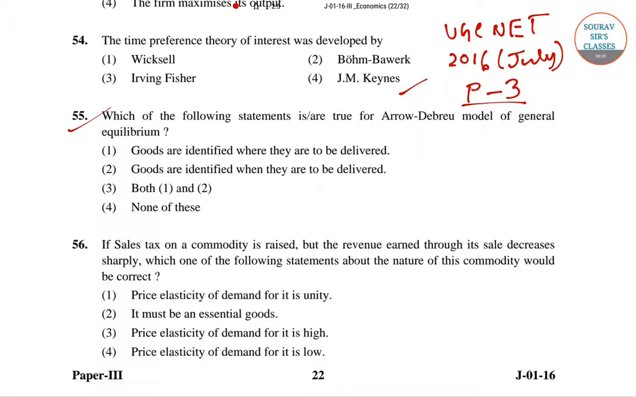In question number 55, which of the following statements are true for an Arrow-Debreu model of general equilibrium? There are 4 options given. Goods are identified where they are to be delivered; goods are identified when they are to be delivered; both 1 and 2; and none of the above. We have to find out which is the right answer among these 4.